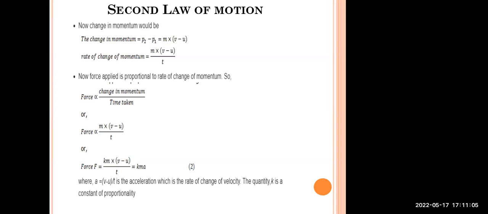Second law of motion gives a method to measure the force which is acting on an object, as a product of its mass and its acceleration. Product of mass and acceleration. So the formula for force which we are using is F is equal to ma.